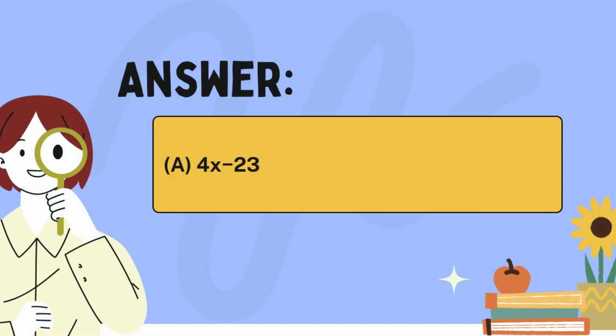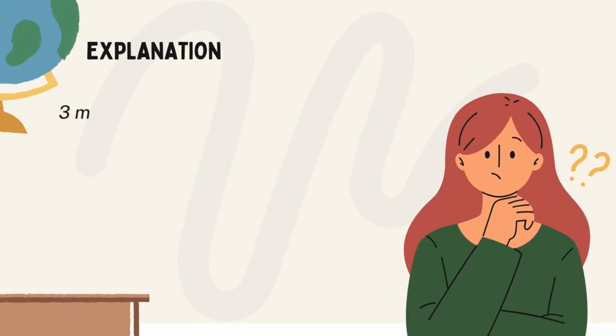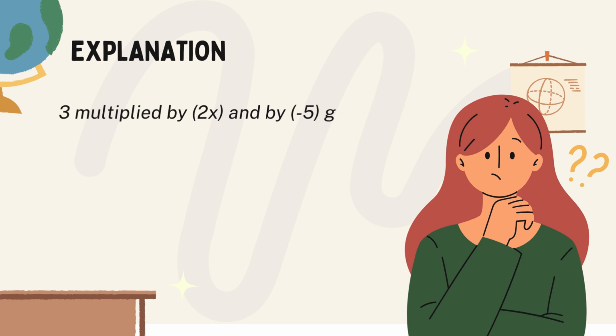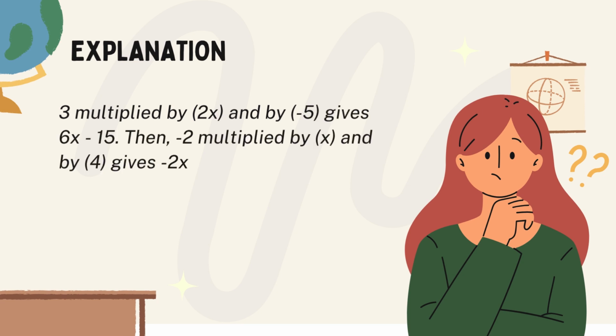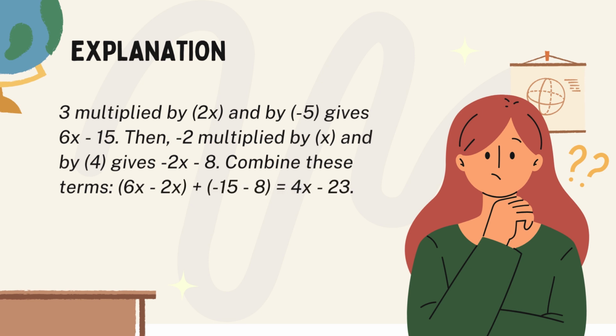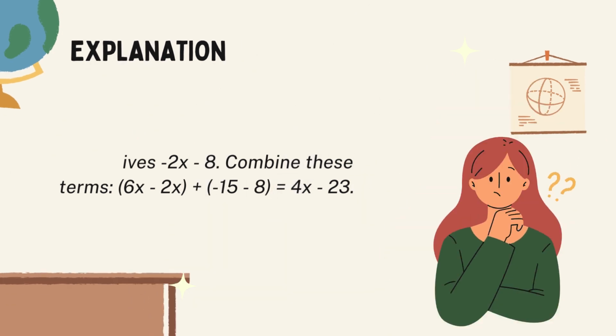Answer: A. 4x - 23. First, distribute the numbers outside the parentheses. 3 multiplied by 2x and by -5 gives 6x - 15. Then, -1 multiplied by 2x and by 4 gives -2x - 4. Combine these terms. 6x - 2x plus -15 - 8 equals 4x - 23.